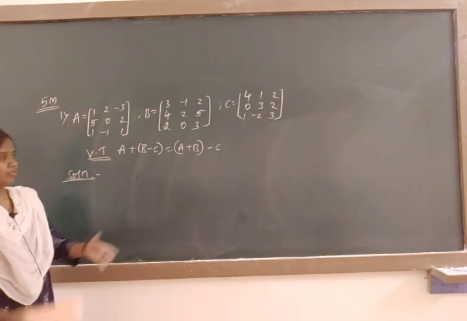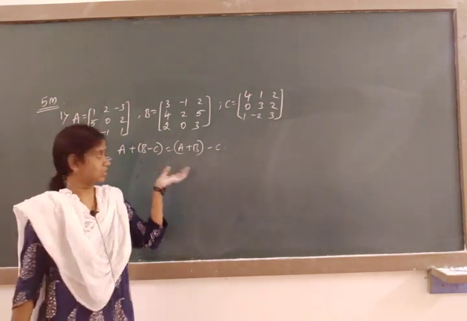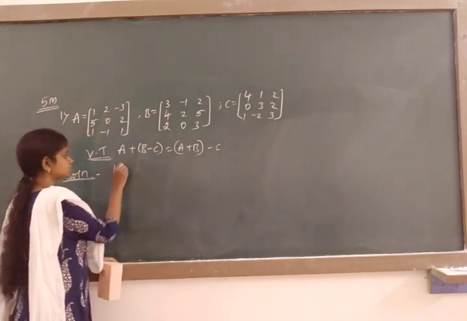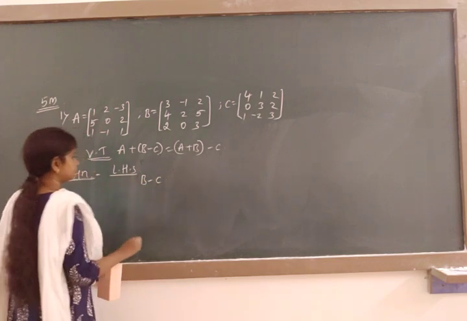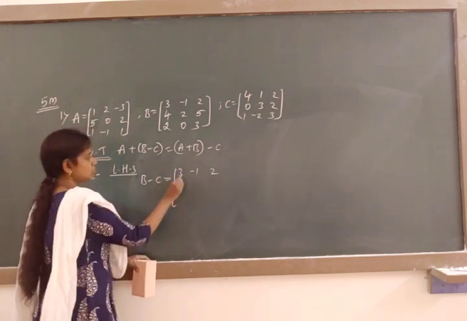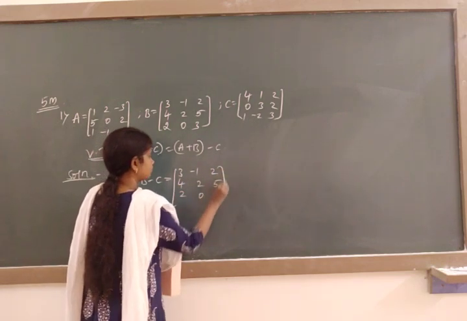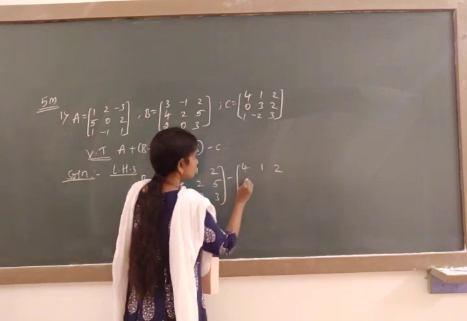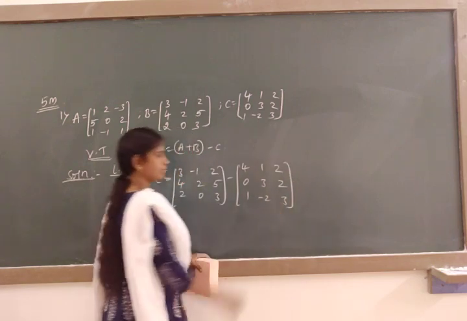So always we have studied that first of all we have to evaluate the bracket elements. In the bracket, which one is that? B minus C, on the LHS. B minus C is equal to: B value is [3, -1, 2; 4, 2, 5; 2, 0, 3], minus C value, which is [4, 1, 2; 0, 3, 2; 1, -2, 3].